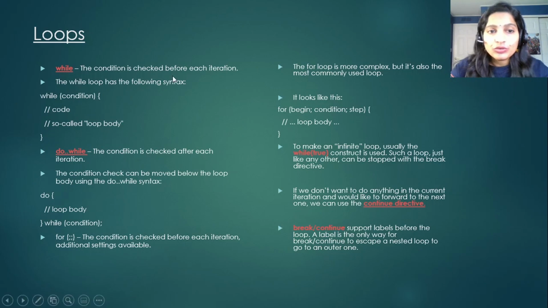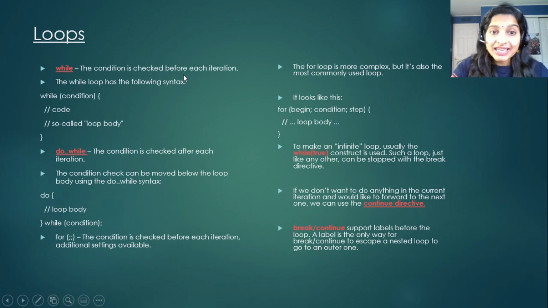So now let's jump to the code, how the loops look like. There are three types of loops, that is while loop, do while, and the for loop. And what do they look like? We'll go one by one. First is the while loop.